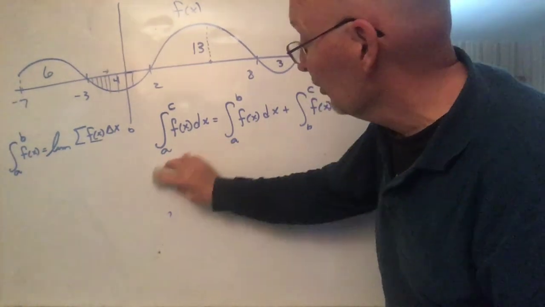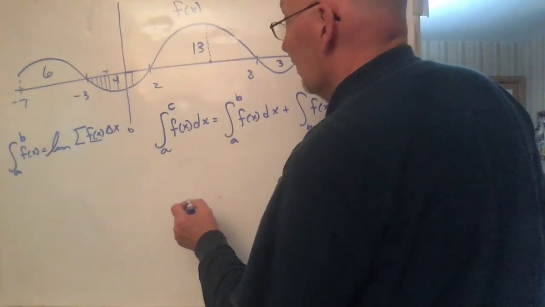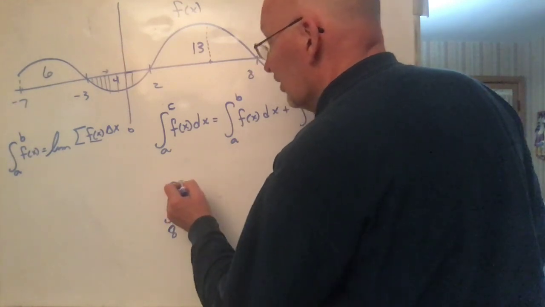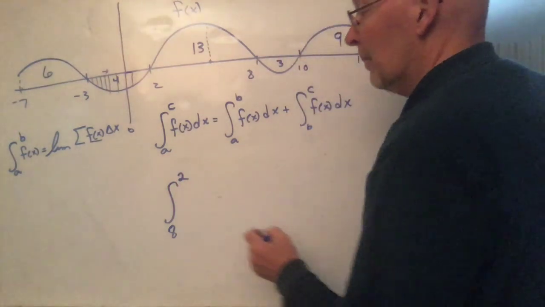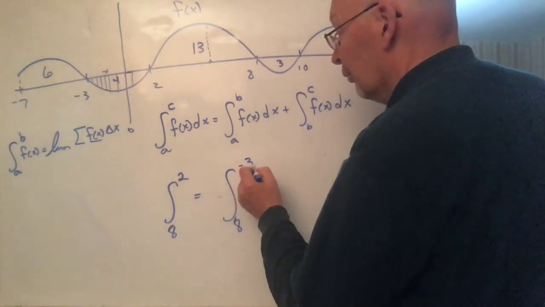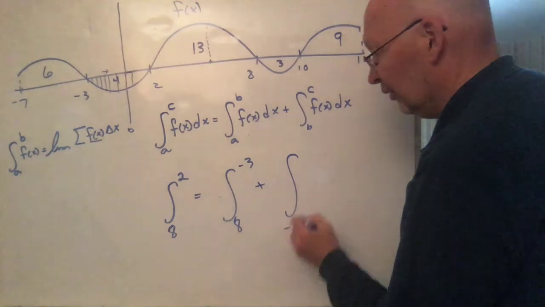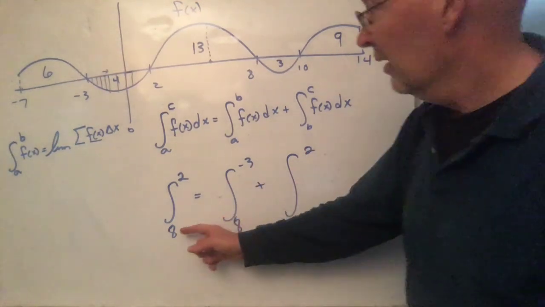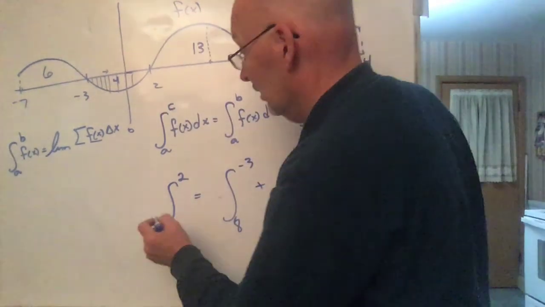Okay, let's just do one more just to show you. Again, if you take the integral from 8 to, let's say, from 8 to 2, that's equal to the integral from 8 to negative 3 plus the integral from negative 3 to 2. As long as those two match, let's see if it's right. From 8 to 2, that's going to be what? That's going to be a negative 13 on this side.